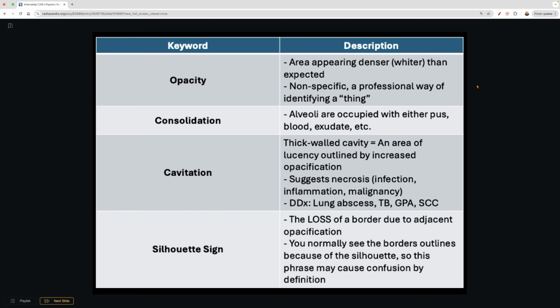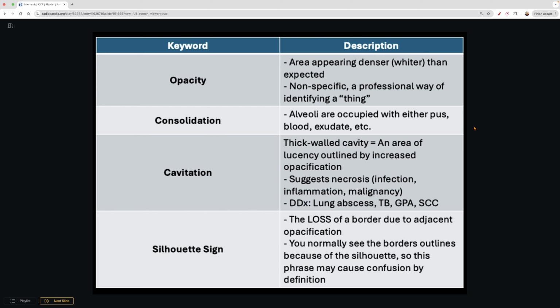Now we go into the real words. So an opacity, right? So opacity is just anything denser than usual. In other words, sometimes it's a professional way of saying there's a thing, there's stuff, right? Sometimes we don't know what it is, so we say it's an opacity, an opacification, whether it's patchy, hazy opacities, and you can go from there. In terms of consolidation, tends to be focused on the alveoli are occupied with either pus, blood, exudate, fluid, whatever it is, there's something occupying the alveoli. That is the core definition of a consolidation.